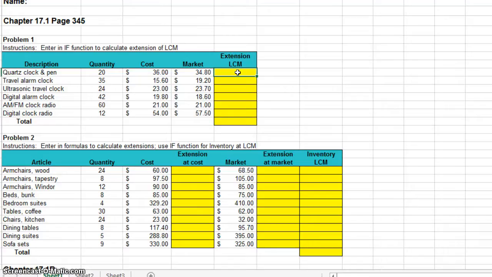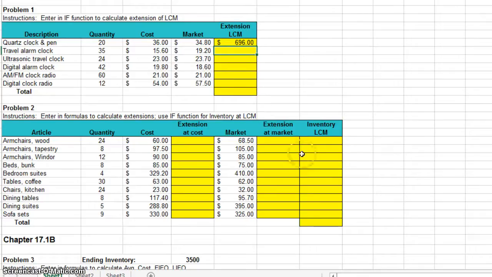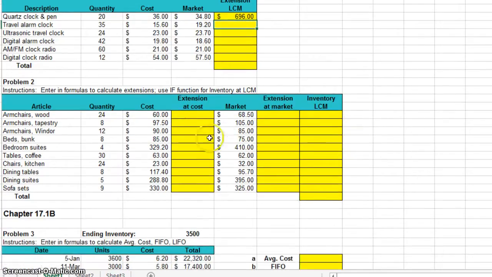So your first formula is going to be to take the quantity of the item, multiply, pick the lower of the cost or market, and enter that number in. And you'll do the same all the way down that particular problem. The next problem, problem 2, is a similar problem, but you're going to do an extension at cost and do the extension at market as well.